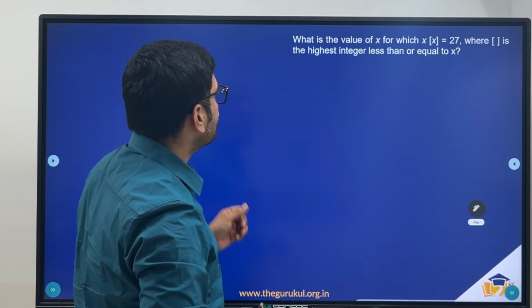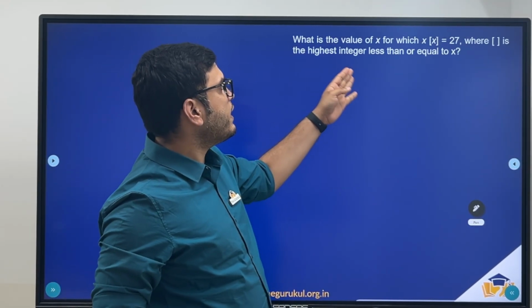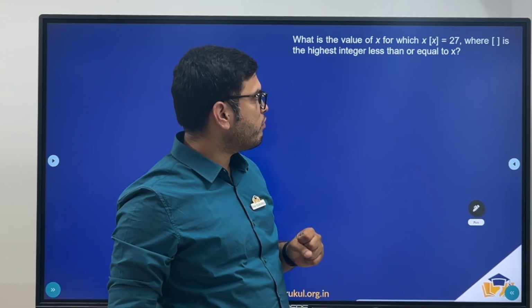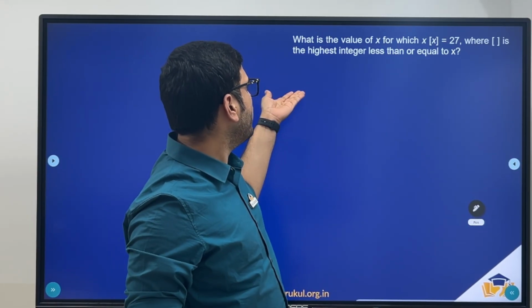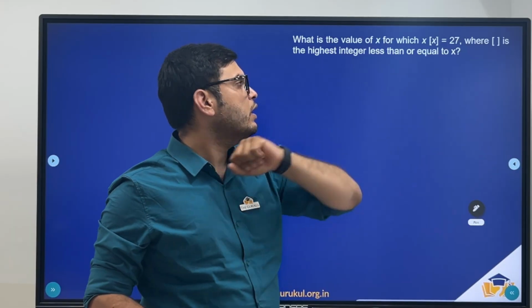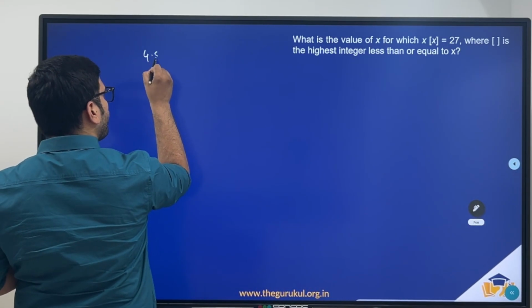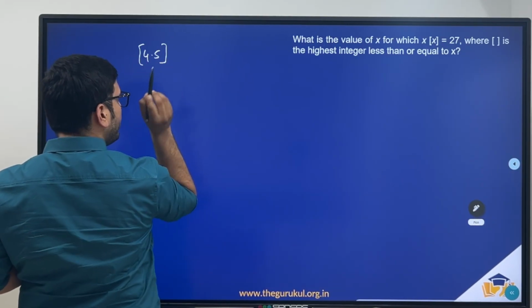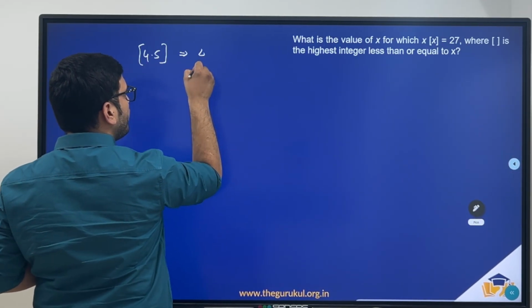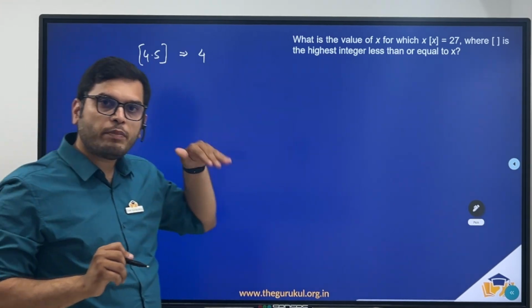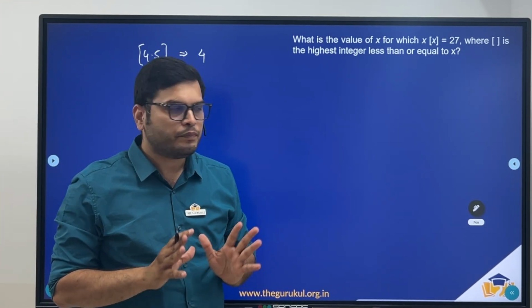Now coming to the second question, what is the value of x for which x into the integral part of x is equal to 27, where the integral part is defined as the highest integer less than or equal to x. Now for example, if we have the value of x as 4.5, when you apply the integral function, the outcome will be 4. So we should be considering only the integer part, leaving behind the decimal part, right?